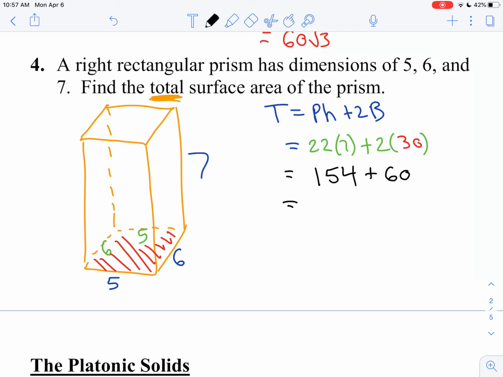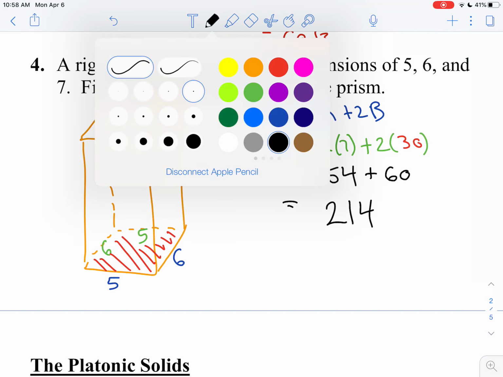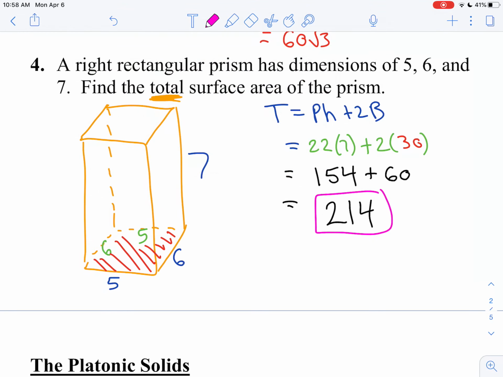I'm going to stay black. So I'm going to call that 214. They would be square units, but there's no units, so we're stopping at 214. So no matter which way you had that box sitting on your desk or your table or wherever you're doing this right now, even our laterals could be different based on how we're looking at it, but we would all have the same total area.